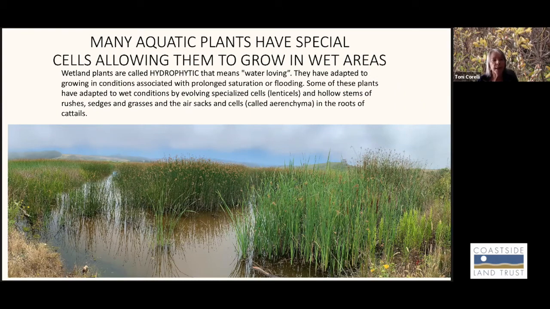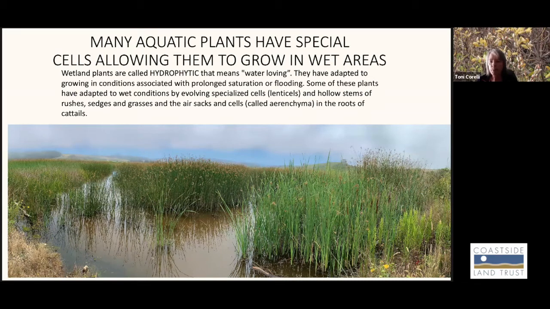Some of these plants have adapted to wet conditions by evolving specialized cells, lenticels, and hollow stems of sedges, rushes, and grasses, and the air sacs and cells called parenchyma in the roots of cattails. Other adaptations are that many species spread by rhizomes, underground stems, joining them together during water level fluctuation.